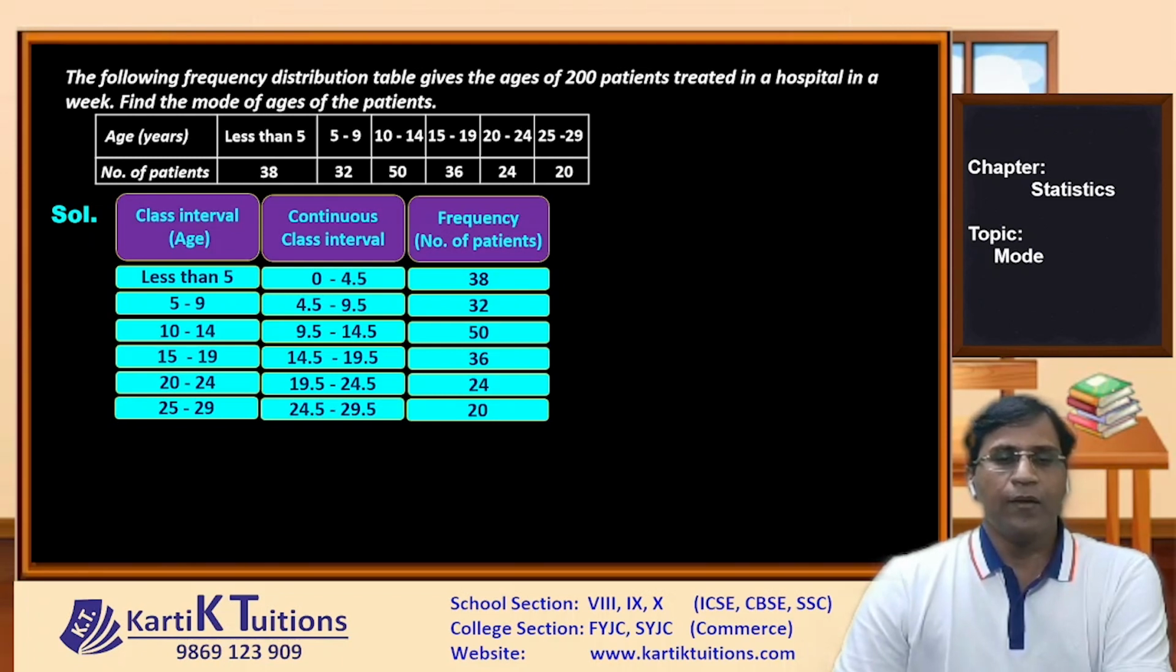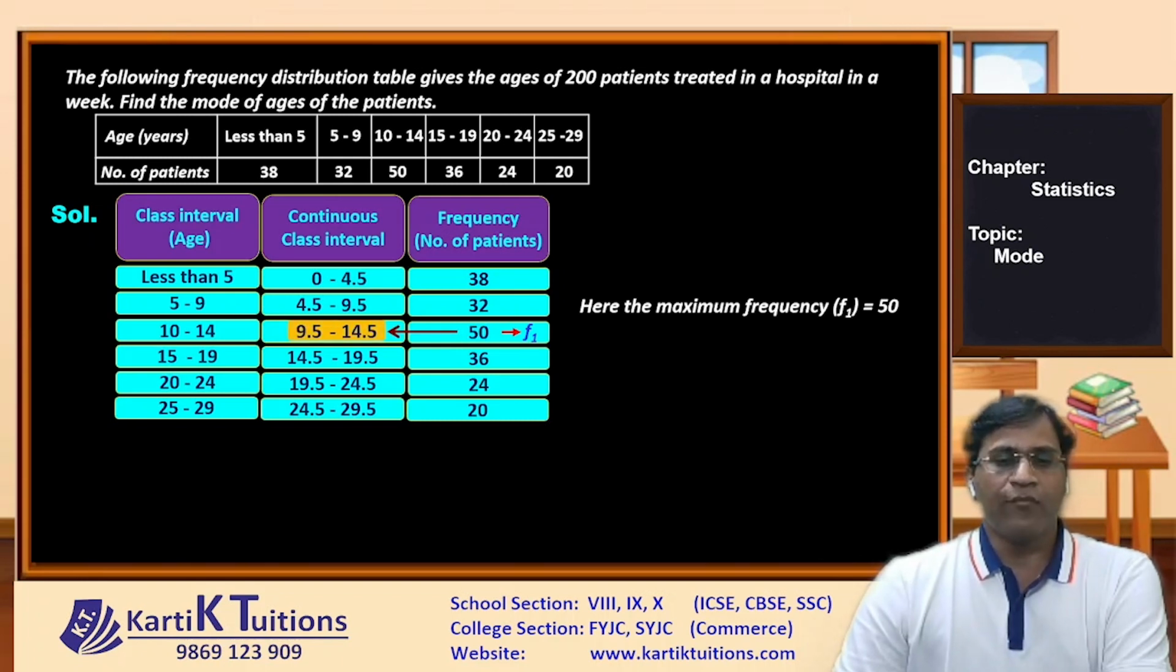Now let's first find the modal class. How do we get the modal class? The class having the maximum frequency. So observe the frequency column. What is the highest value you can see? That is 50. So that is our F1. Now the class having the maximum frequency is your modal class. So here 9.5 to 14.5 is your modal class.